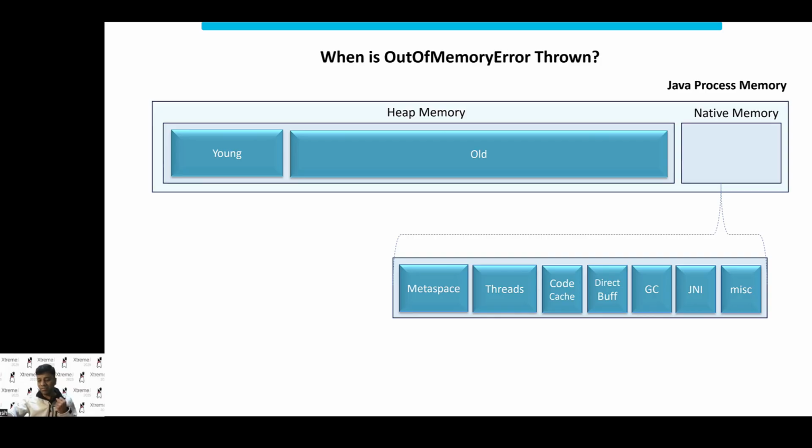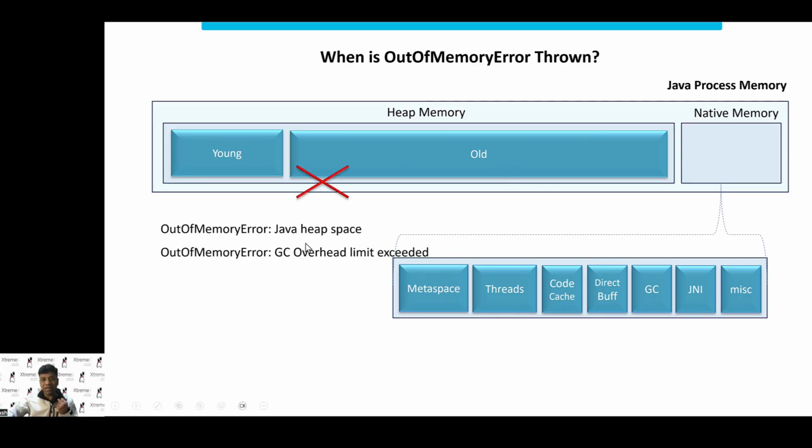So friends, when your heap memory saturates, you will get the out of memory error called Java heap space. When your heap memory saturates, all the objects get built up and the JVM is not able to free up the objects, then you get an out of memory error. At that point, you get this out of memory error: Java heap space.